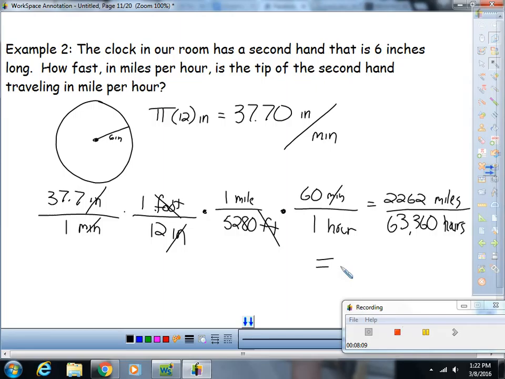2262 divided by 63,360 equals, no, not point, times 1,000. Oh gosh, 2262 divided by 63,360. It is about 0.0357 miles per hour.